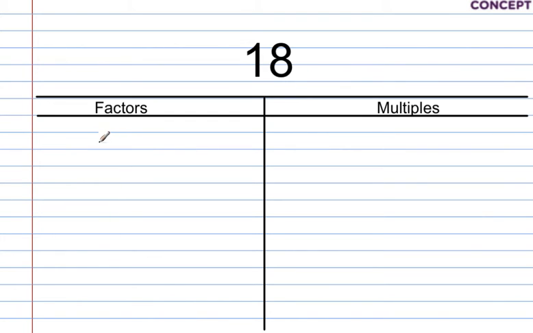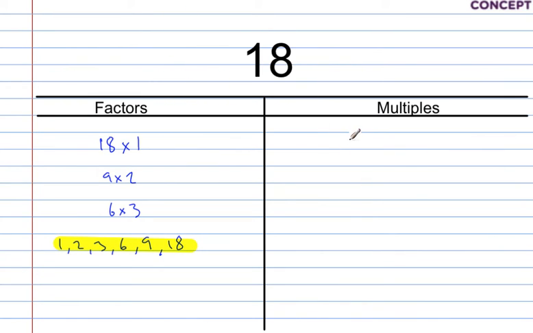Okay, so the factors of 18. Remember, factors are numbers which multiply to give 18. Well, I've got 18 times 1. I've got 9 times 2. I've got 6 times 3. Have I got anything else? No, I think that's it. So the numbers are 1, 2, 3, 6, 9, and 18. That is the list of factors for the number 18.